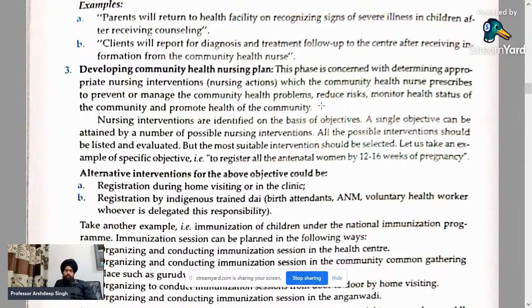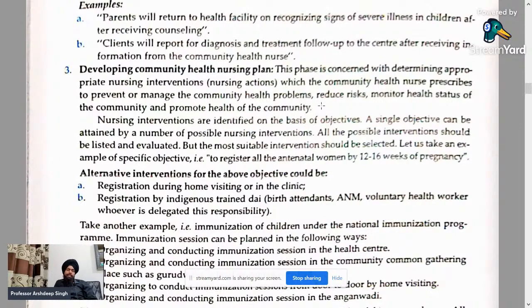This phase is concerned with determining appropriate nursing interventions, prescribed by the community health nurse, to prevent or manage community health problems. In this, we will manage the different problems, reduce the risks, monitor the health status of the community and promote the health of the community. So we will categorize the different types of nursing care plans.